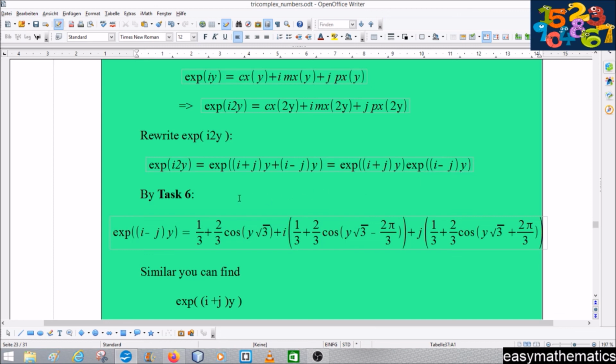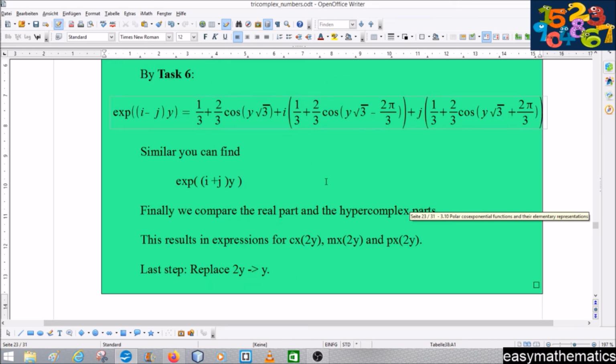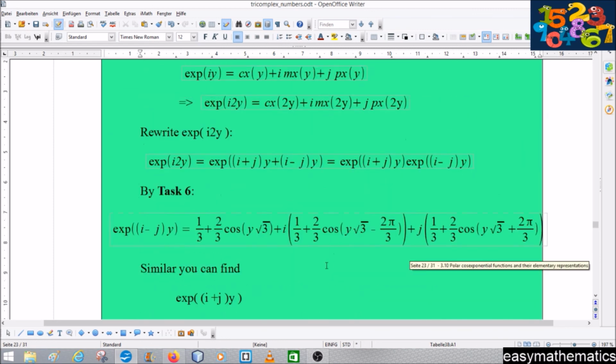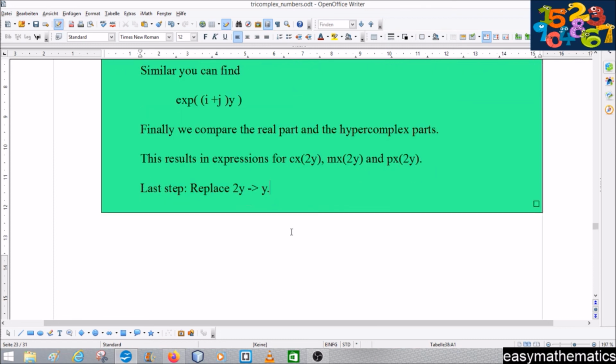And by task number 6, we have seen that the exponent of i minus j times y is this crazy expression. And similarly we can find it for i plus j times y, and then we can compare the real and hypercomplex parts, and this results in expressions for 2y, and the last step is to replace 2y by y and we get the result. Okay, this is a sketchy way. I leave details for you if you want to play around with this.